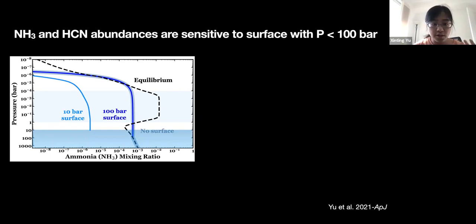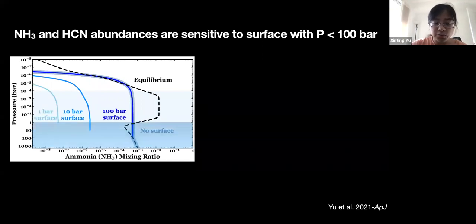And we think this is because at this surface level, it's colder. So not all ammonia can be recycled back. But there's still some recycling going on. That's why we're seeing a non-zero ammonia, but its abundance dropped a lot. And if we add an even colder surface, we're seeing a more significant drop of ammonia.